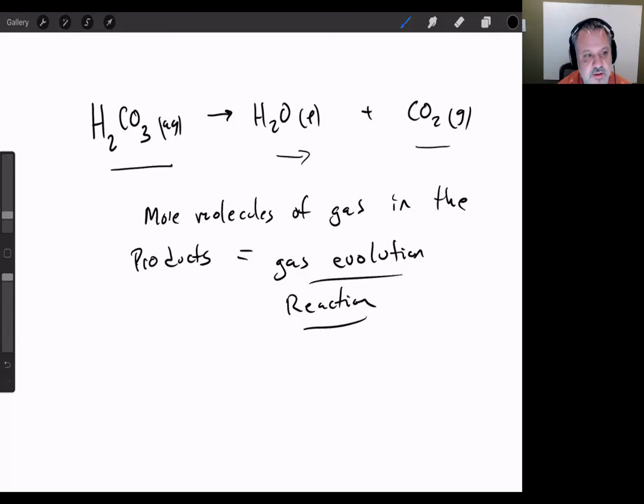Now, sometimes reactions will fit more than one description. This is a gas evolution reaction, but what else is it? What other description does it fit? Decomposition. Absolutely. So this is also a decomposition reaction. And so you need to be able to identify them in several different ways.